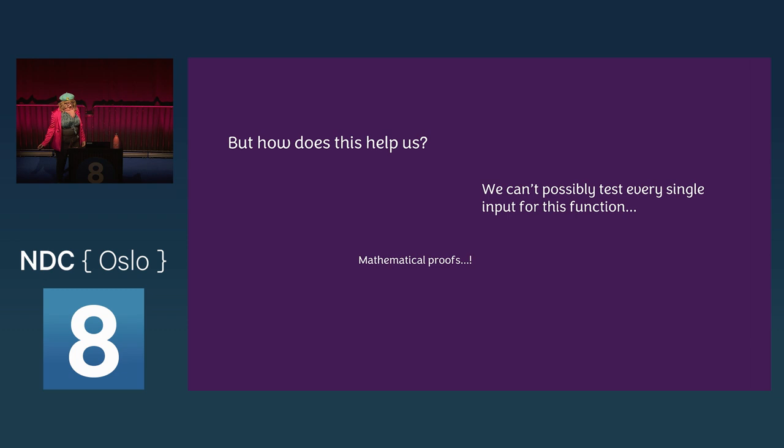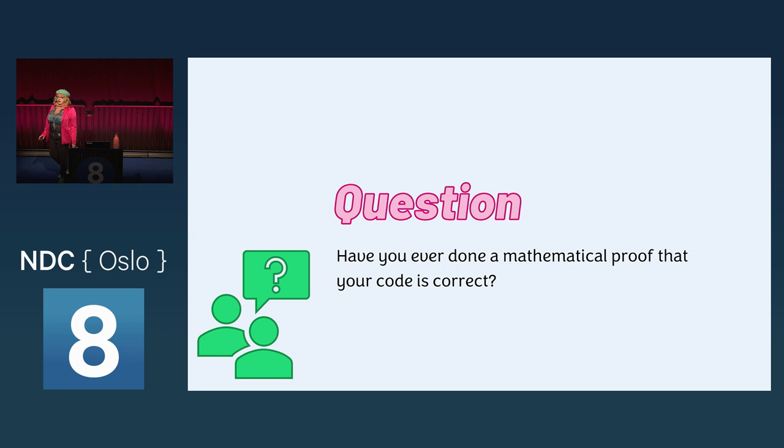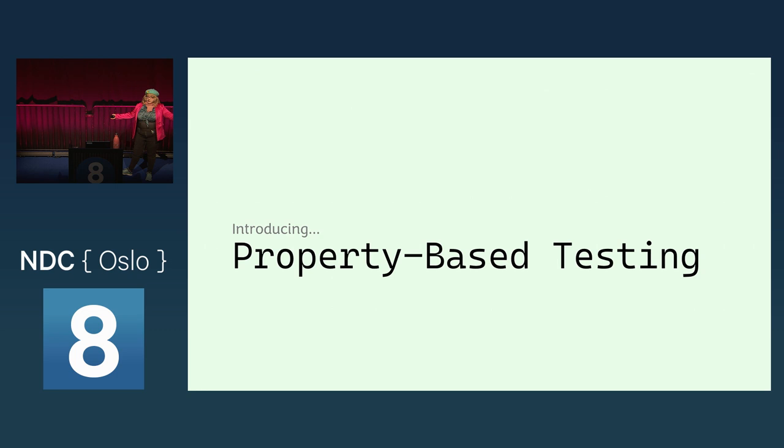Question, has anyone ever done a mathematical proof that their code is correct? Couple of hands. I'm not entirely sure why you would do that. I'm not an academic. There's a reason why I'm a software developer, not a researcher. I kind of don't care. I also like writing code rather than writing proofs. So to me, writing a mathematical proof is not the one. So this is where, surprise of the century, we're going to talk about property-based testing.